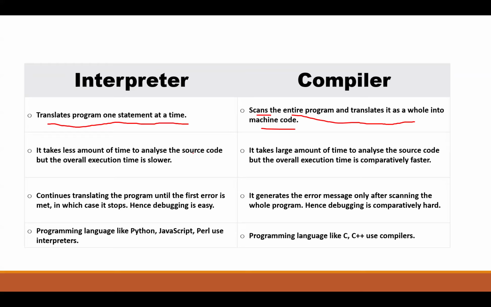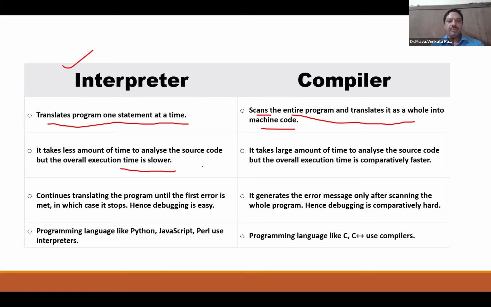So, okay. Next, coming to the next one. Next one is interpreter. As I told, this is the first difference. Second is, it takes less amount of time to analyze the source code, but the overall execution time is slower. Maybe it takes one line and converts it, so the time to analyze one line is less. But to translate the whole code, definitely it will be slower, because it asks, okay, tell me the first line, convert, second line, convert, third line, convert. So overall, it is a little slower than the compiler.